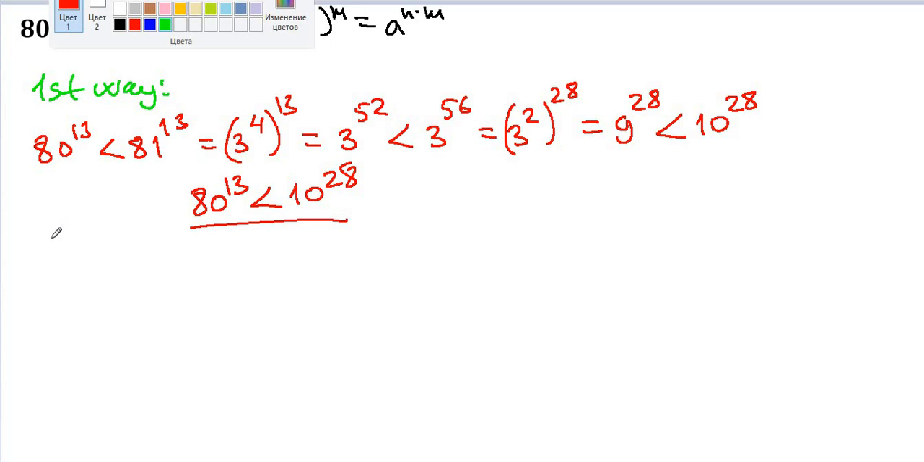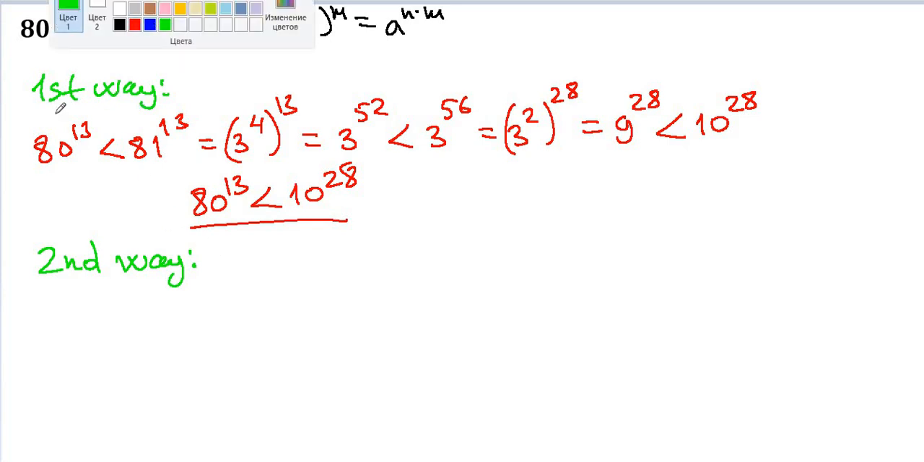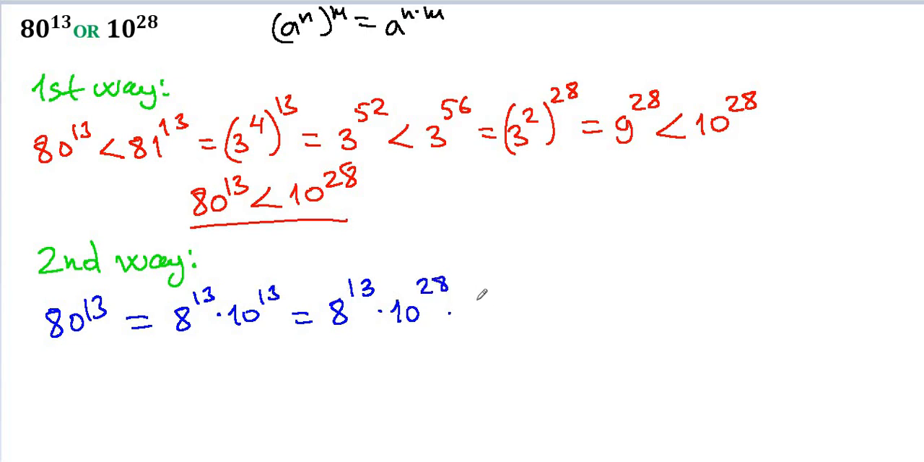So let me show the second way. The second way is, let me again start from 80 to the power of 13. So I can express this as 8 to the power of 13 times 10 to the power of 13, or this is going to be equivalent to 8 to the power of 13 times 10 to the power of 28, and to get 10 to the power of 13 I have to multiply by 10 to the power of minus 15.